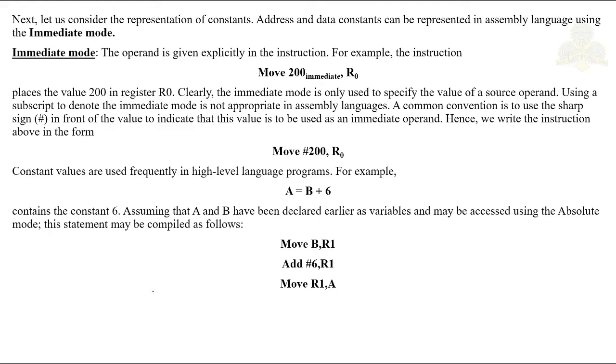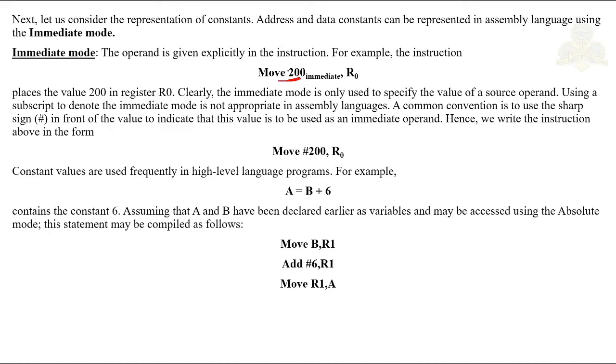Next we will see the immediate mode. Here suppose you have to give a value directly as the operand. Suppose you want to load the value 100 into some register, or the value 200 into some register. In this case we will use immediate mode. Here the operand is given explicitly in the instruction. Instead of any memory location or register, you give the value directly in the instruction. So this is called immediate mode.